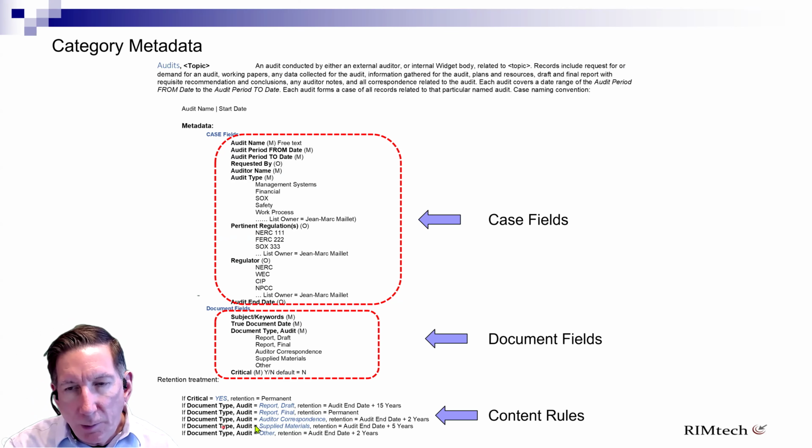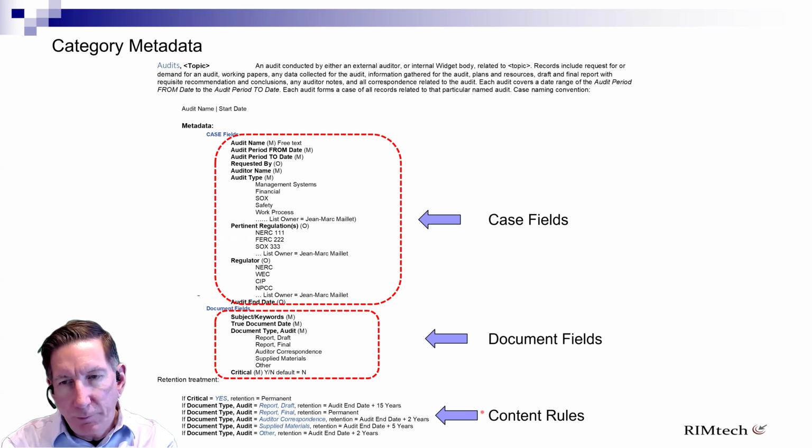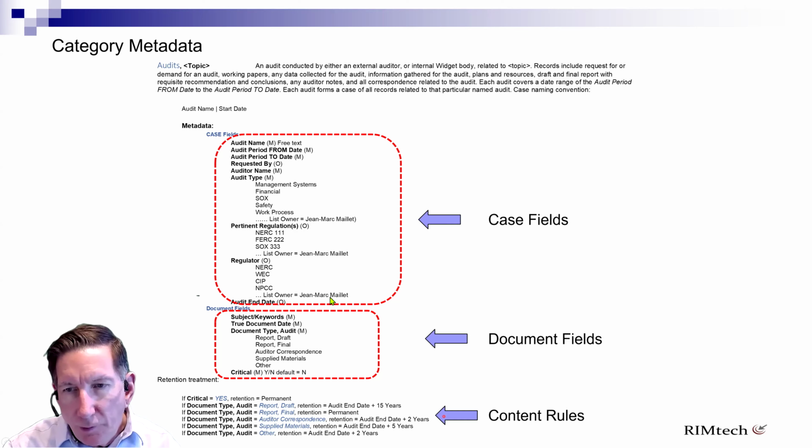And look below, on the bottom of the slide, you'll see 7 content rules. And content rules are interesting. They specify what documents to apply what rule to. So let's take a look. If critical equals yes, retention equals permanent. That's interesting. That's a document level field. So any one document can be chosen by any user to become permanent.